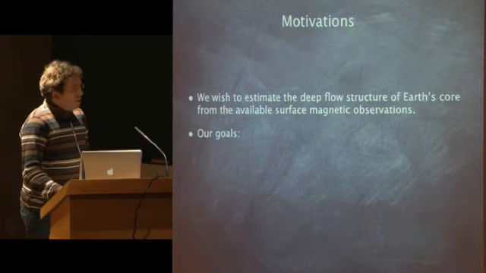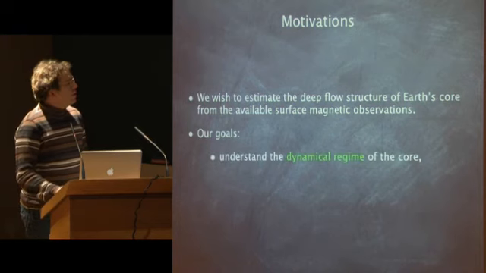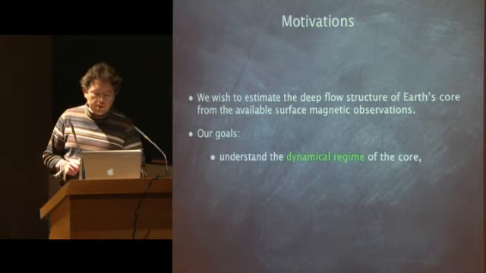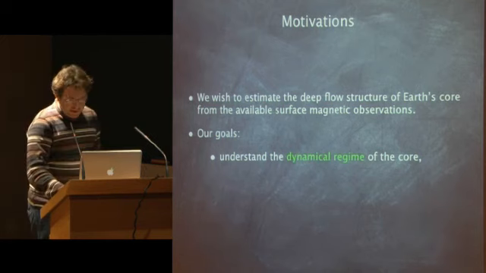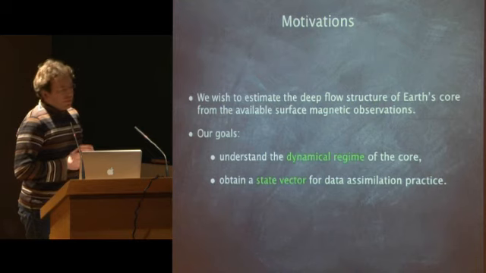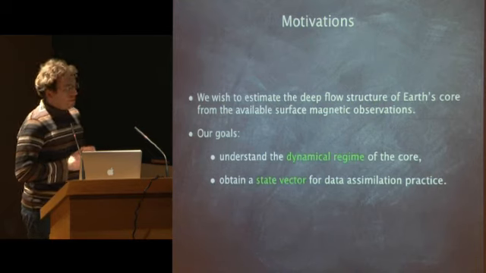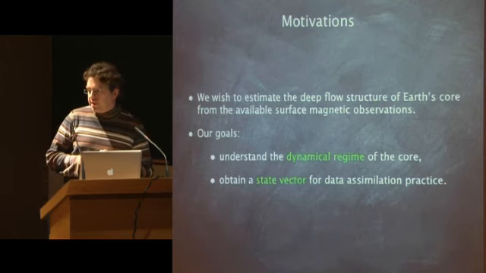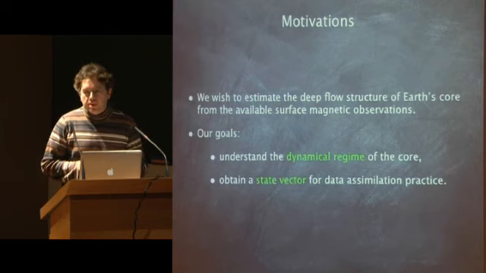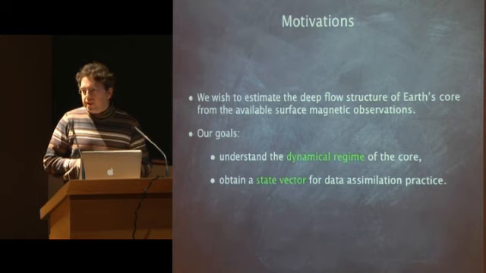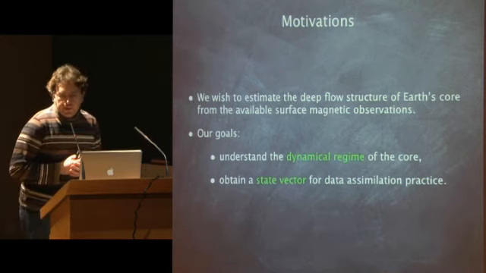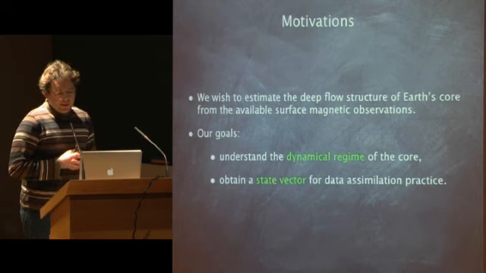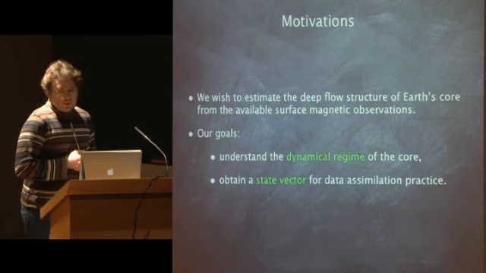So our goals are twofold. The first one is to understand the dynamical regime of the core. And the second one is to obtain what is called a state vector for data assimilation practice. So this is the main thing that we have in sight right now: to be able to use the data assimilation techniques that have been developed, for instance, in ocean and atmospheric sciences, for geomagnetism.